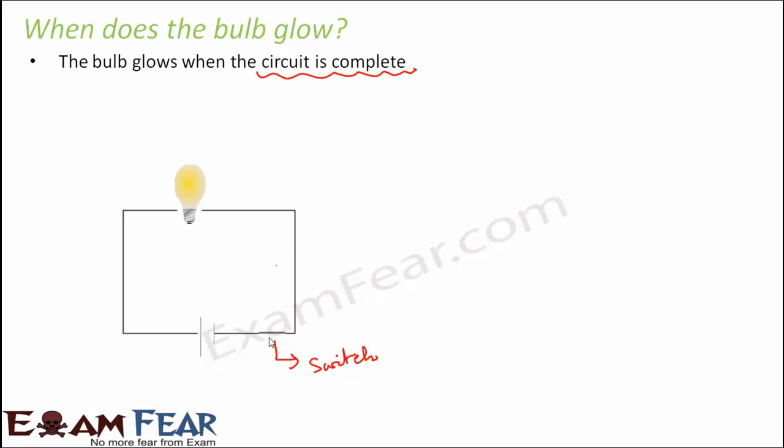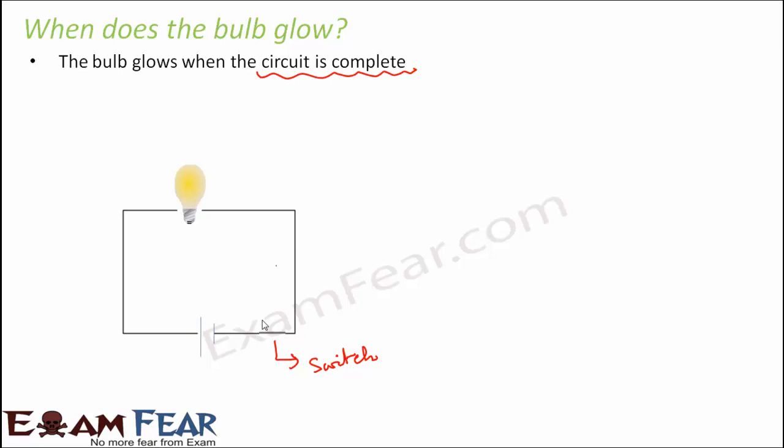As soon as we switched it on, the circuit became complete. So, everywhere you can see this line, that means there is a path for the electrons to flow. Only when the electrons flow, there will be a current flowing through the circuit. Now, if the electrons stop flowing, what will happen? There will be no current. And if there is no current, the bulb will not glow. So, it is as simple as that.